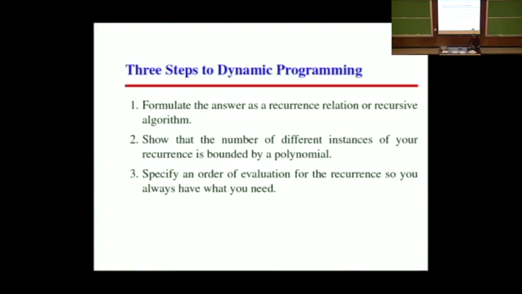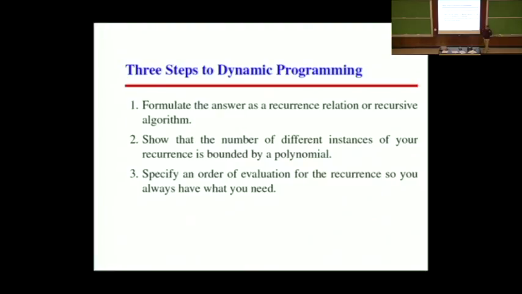So what are the 3 steps of dynamic programming? Basically you formulate your problem as a recurrence relation, okay? Which means usually define what the function means in English, then write a recurrence relation for it. What is the next thing to do? Show that the number of different instances of my recurrence is bounded by a polynomial. What do I mean by that?